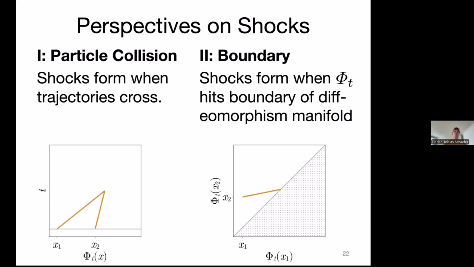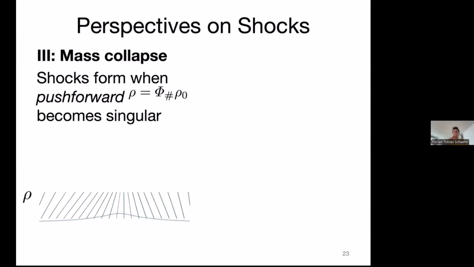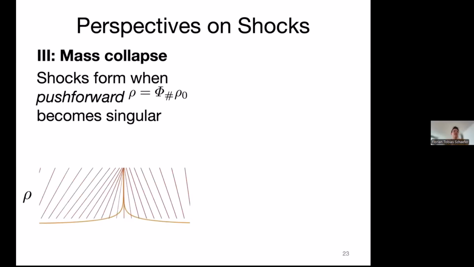And it turns out that we can view shock formation as arising from our trajectory reaching the boundary of the manifold of diffeomorphisms. Because that is exactly what happens when we map two input points to the same output point: our map ceases to be differentiably invertible, and so we've reached the end of being a diffeomorphism. We can also view it from a transport perspective, by saying that shocks form when the push forward of our initial mass density becomes singular. So we form these atoms because without the pressure, particles are sticking to each other.